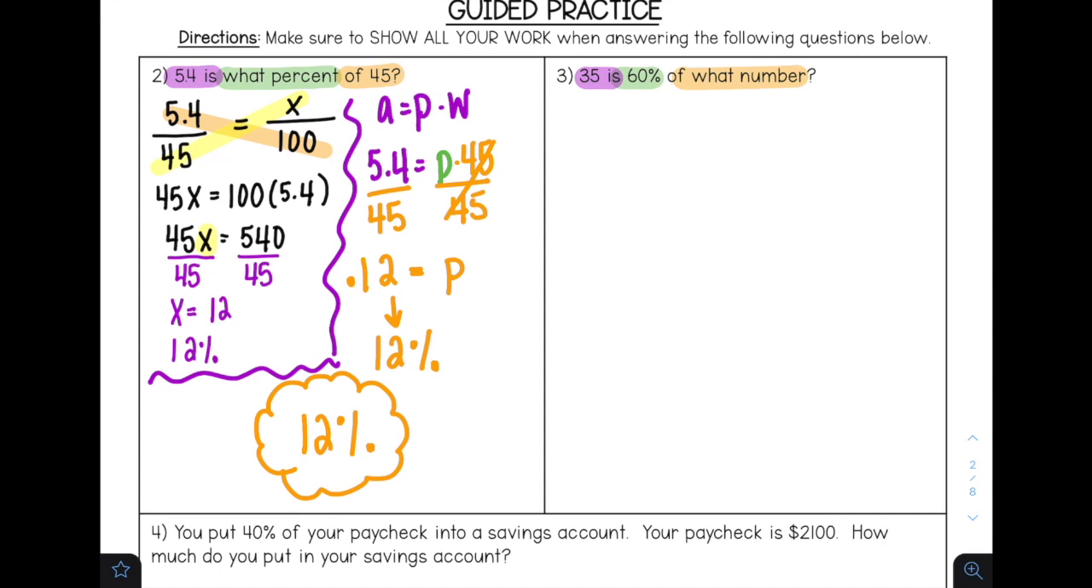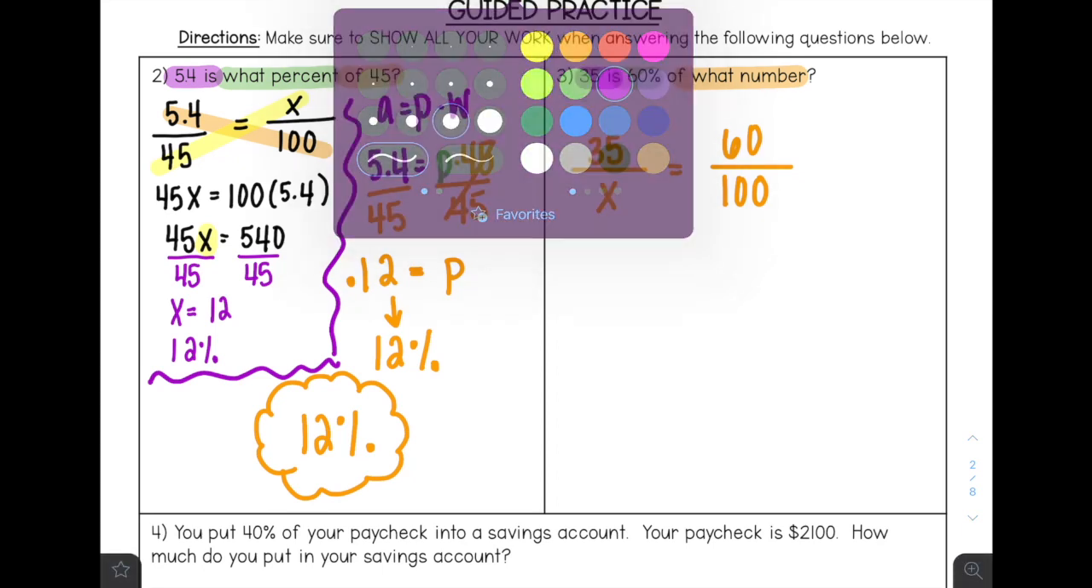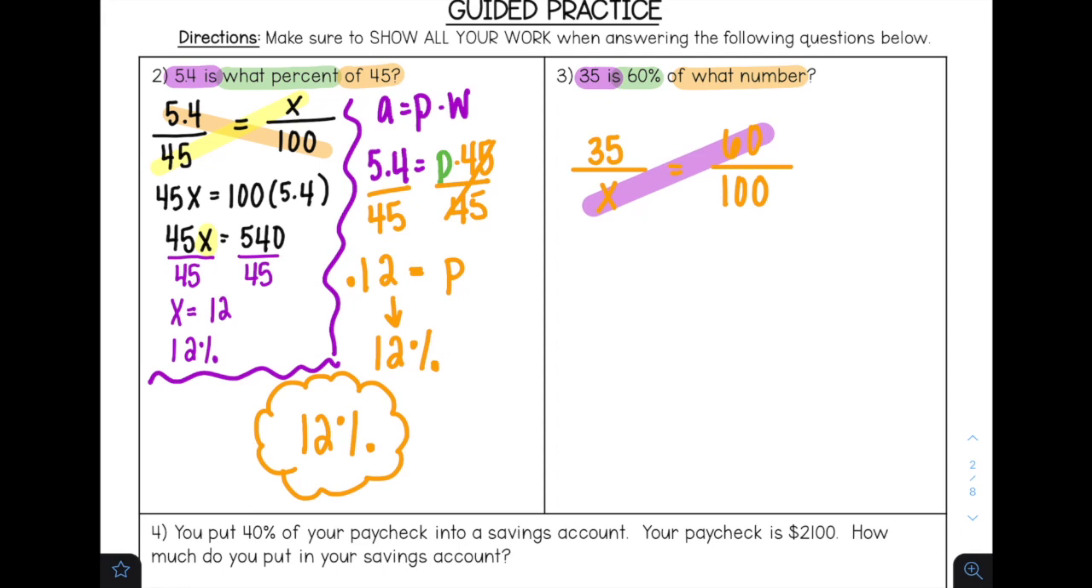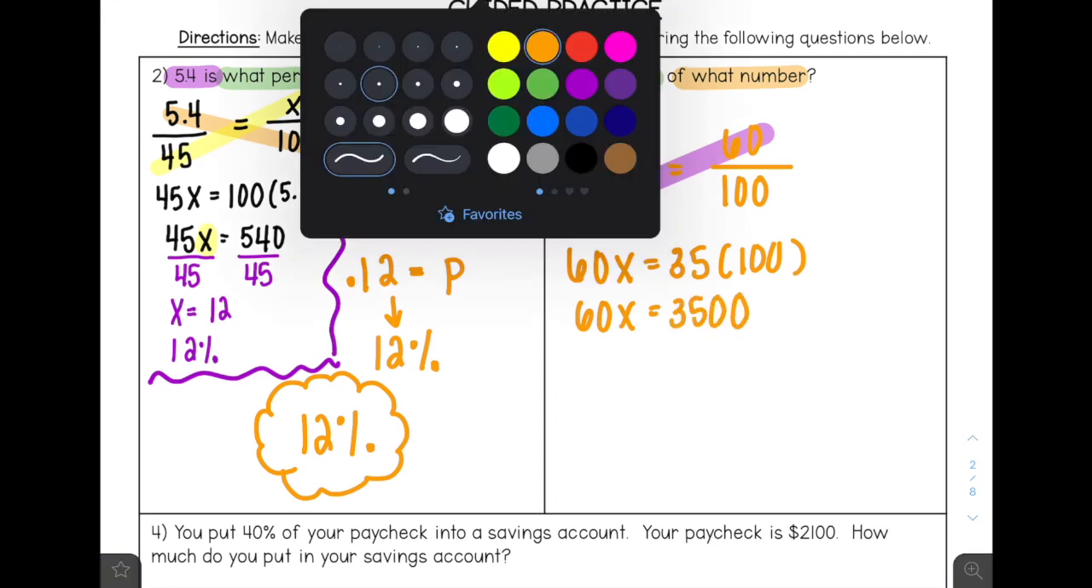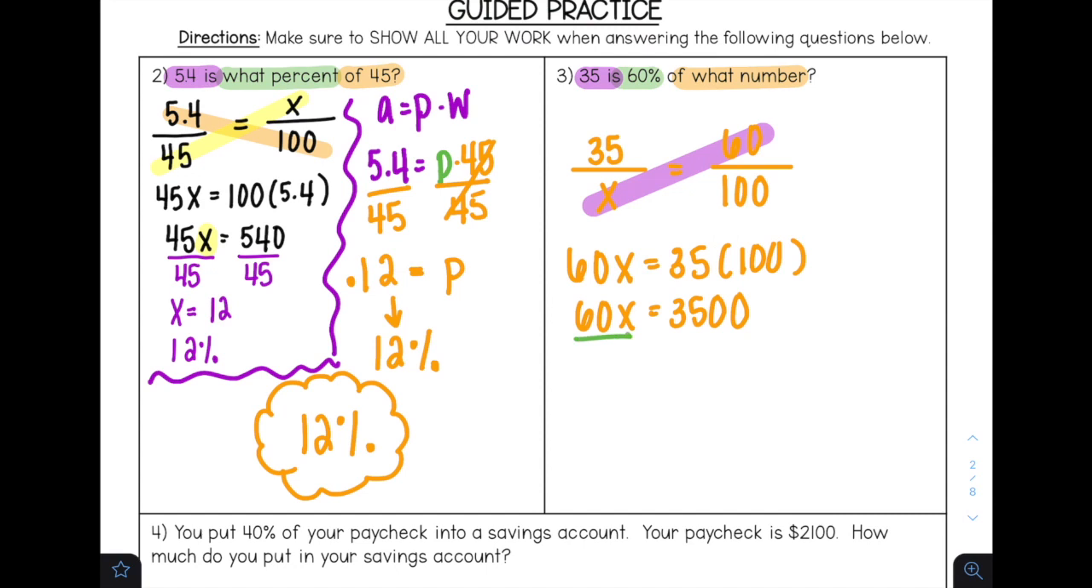So let's set up our proportion. And for these problems, I sometimes think proportions are easier. We have 60 over 100 equals x, and then we have 35 as the part. So we're going to cross multiply. We have 60x equals 35 times 100. 60x equals 3,500. Then we have to undo by using division.